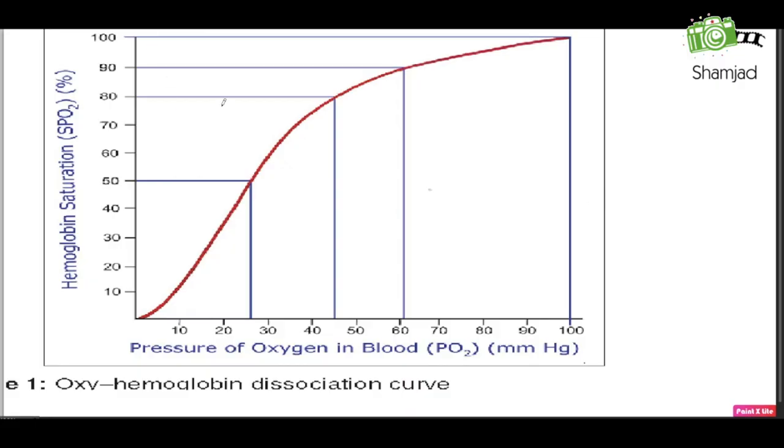Now we will see the relation between SpO2 and PO2, which is called the oxygen dissociation curve. Let's see the graph. So here we will see the oxyhemoglobin dissociation curve. This is a graphical representation of the relationship between the SpO2 and the PO2. As in a normal graph, we have two axes, X and Y. The Y axis is for the hemoglobin saturation, SpO2, and the X axis, the horizontal one, is for the partial pressure of oxygen, PO2.